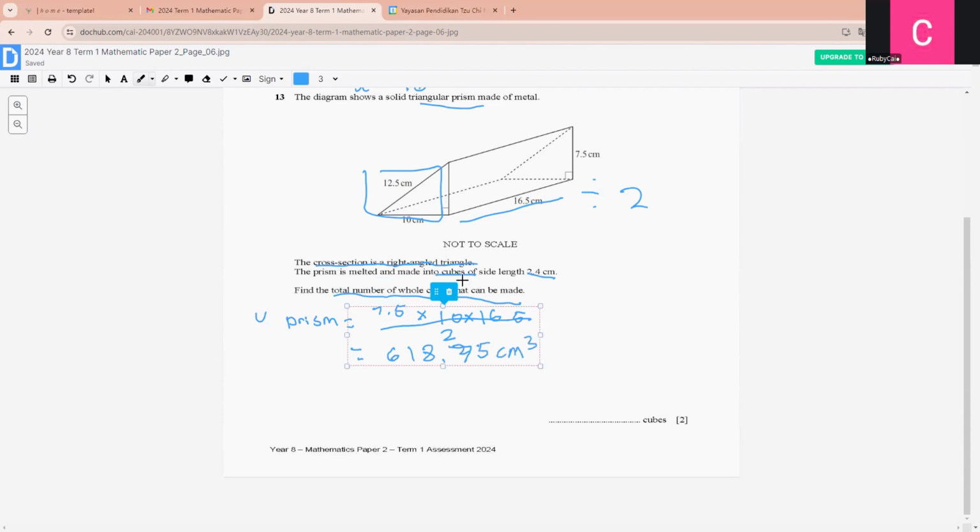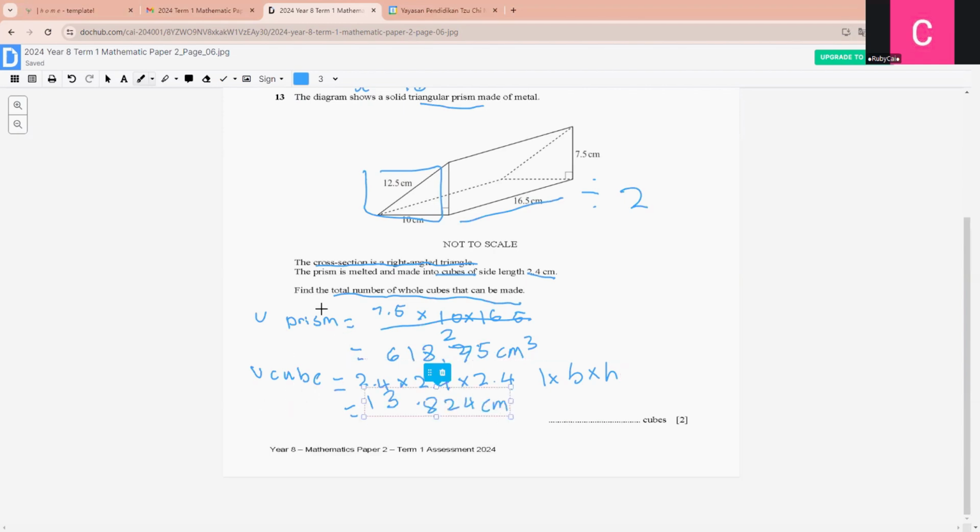And next is to find the volume of the cube. And we already know that one of the sides is 2.4 cm. And because it's a cube, all the sides are the same. So 2.4 multiplied by 2.4 multiplied by 2.4 because of length multiplied by base multiplied by height. And that will give us 13.824 centimeters cubed.